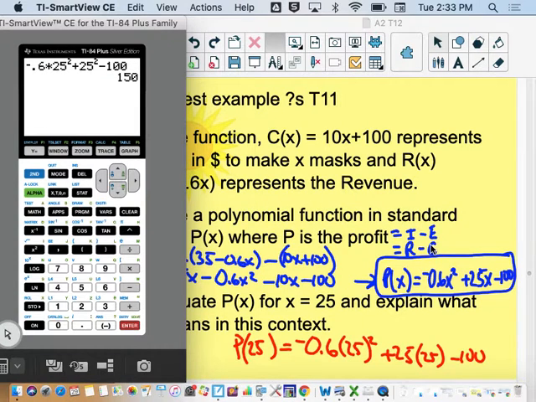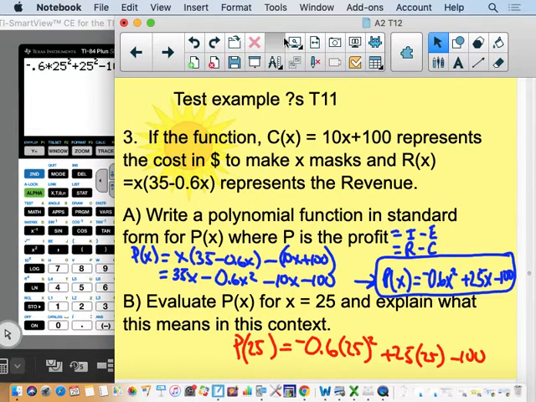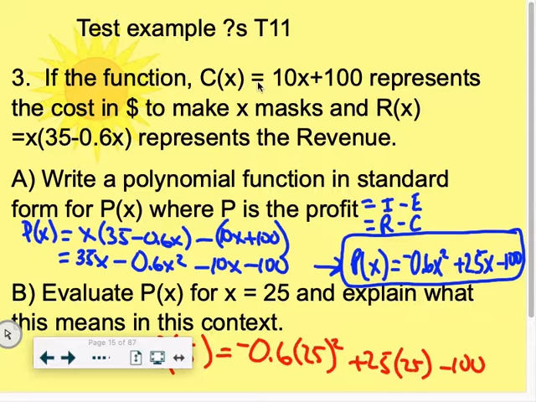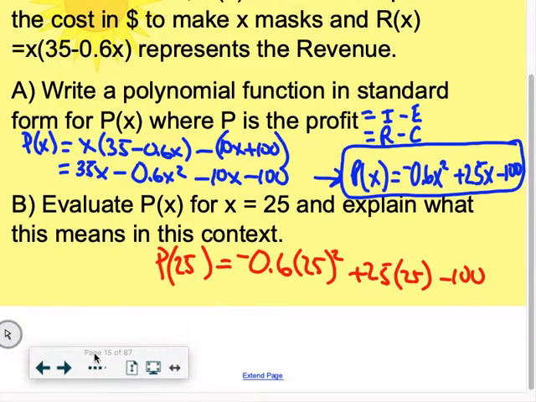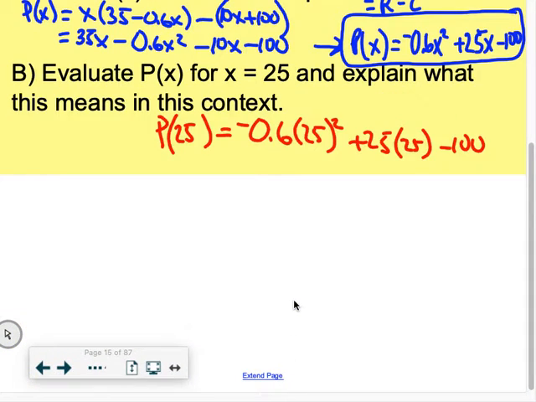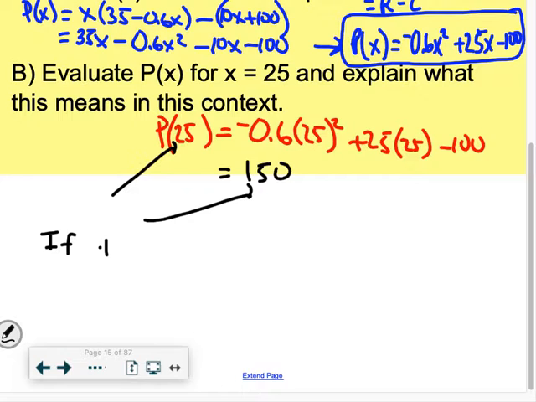So you get 150, that's your output. I want you to really pay attention to explain what this means in context. That's what makes this kind of an exceeds type question. So when you put that in, you get 150 out. So when you explain what this means in context, I want you to explain what the input and output represent. So the input is the number of masks the company made. We're going to put this in a complete sentence.